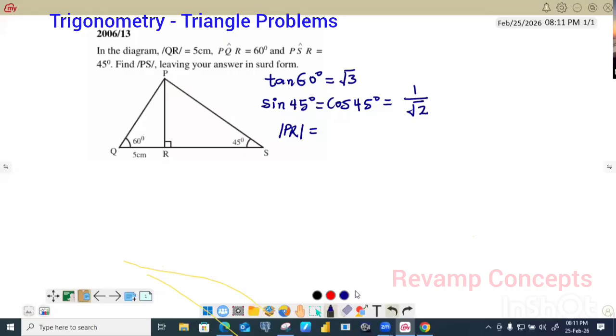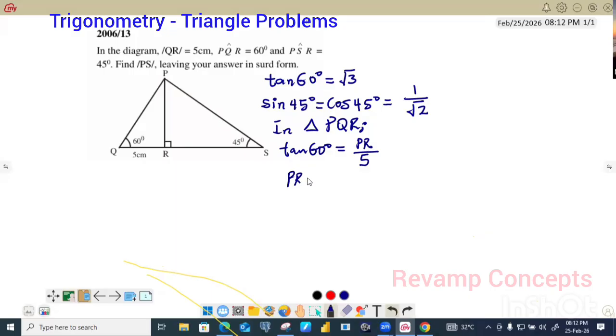And to find PR, let's just take it from SOHCAHTOA so that it will be clear to everyone. Line PR happens to be the opposite of angle 60 in triangle PQR. In triangle PQR, we can say the opposite over the adjacent will be tan 60. Tan 60 equals the opposite, which is PR, over the adjacent, which is 5.